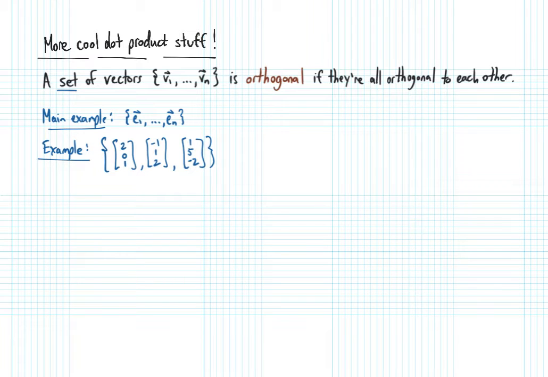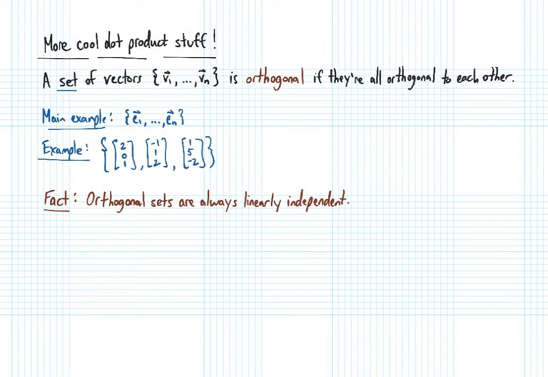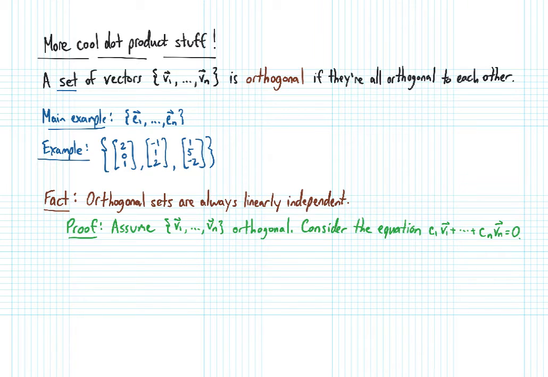It's an orthogonal set. So there are a lot of cool things about orthogonal sets, but one thing is that they're always linearly independent. And this is a pretty important fact, and so I'll give you a proof. So let's assume that we have an orthogonal set of vectors. And remember, to show that they're linearly independent, we need to show that this equation, c1v1 to cnvn equals 0, only has trivial solutions where all of the c's are equal to 0.